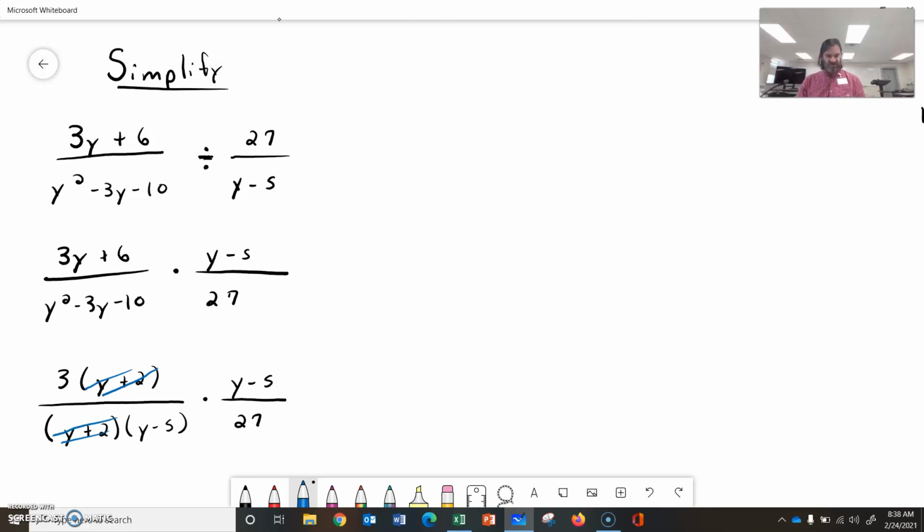And then comparing the first and second fraction to each other, we have a y minus 5 up top and a y minus 5 in the bottom. So after all those cancel, we have 3 over 27. But that reduces down to 1/9.